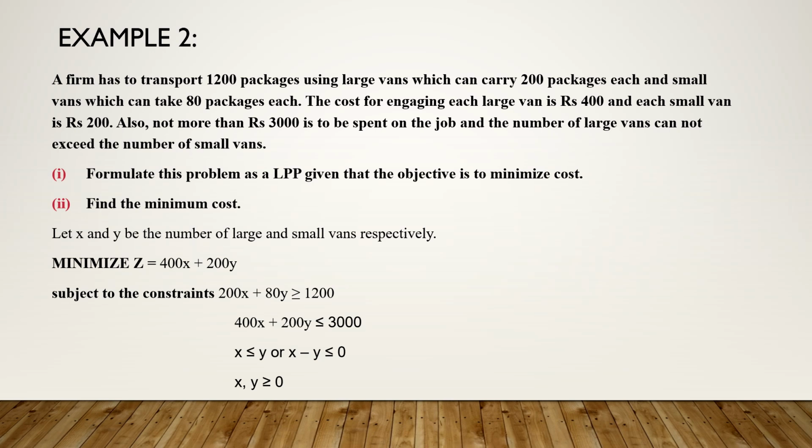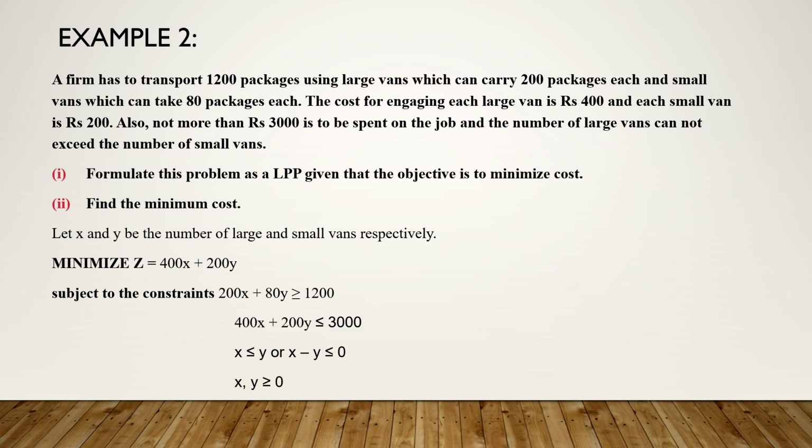What are the conditions or the constraints? First thing is, 1200 packages have to be transported. That means minimum you should have a capacity for 1200. So remember here the inequality will be greater than or equal to. Correct? 200 packages in one big van and 80 packages in one small van. So 200 into x plus 80 into y. These many packages you can accommodate, but the condition is this total should be greater than or equal to 1200, because a minimum of 1200 is required.